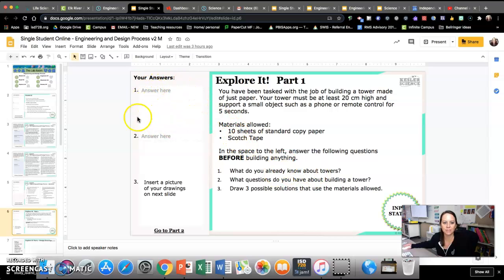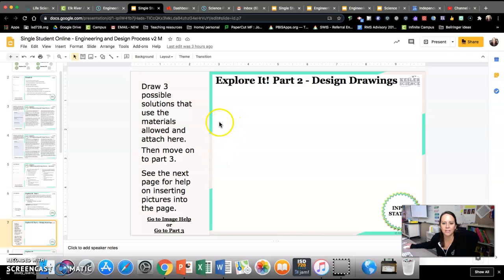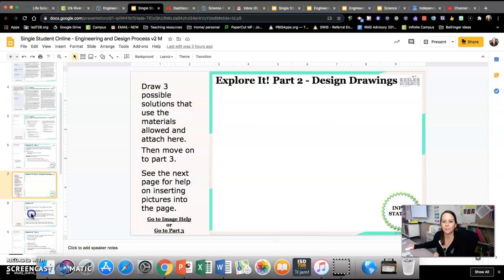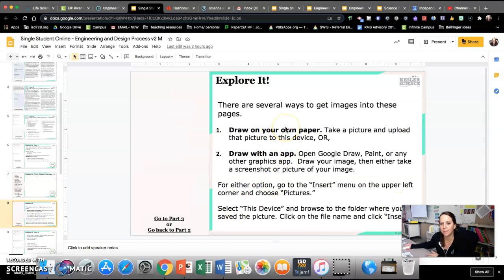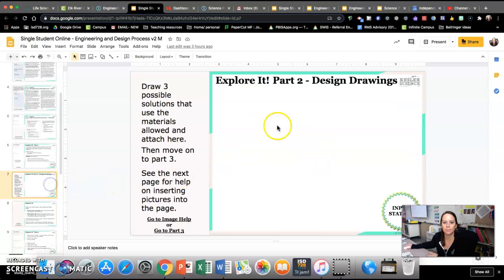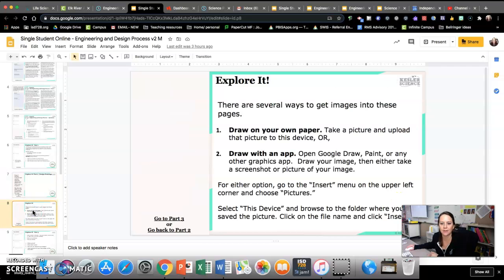2, what questions do you have about building a tower? And 3, draw 3 possible solutions that use the materials allowed. And you're going to draw and then insert a picture of your drawings on the next slide. So on the next slide, you're going to draw 3 possible solutions. It talks about how you can do it. You can draw on your own paper, you can take a picture and upload it, or you could draw with an app like Google Draw, and then you could insert it into the document there.